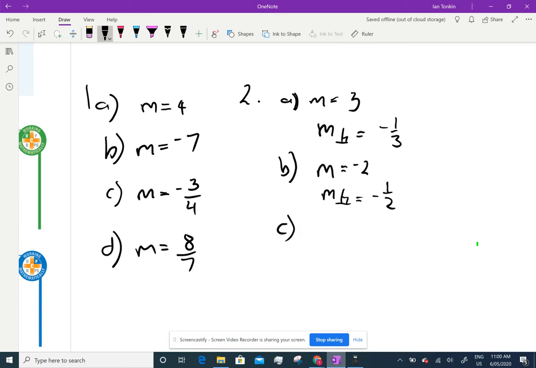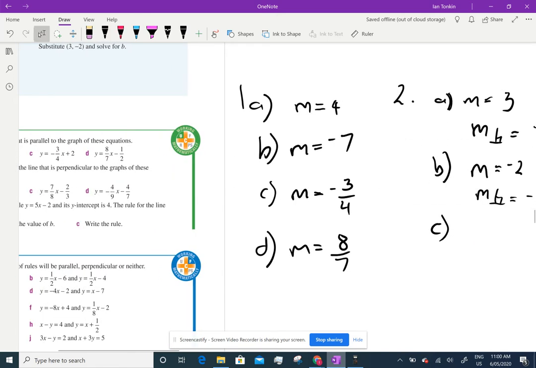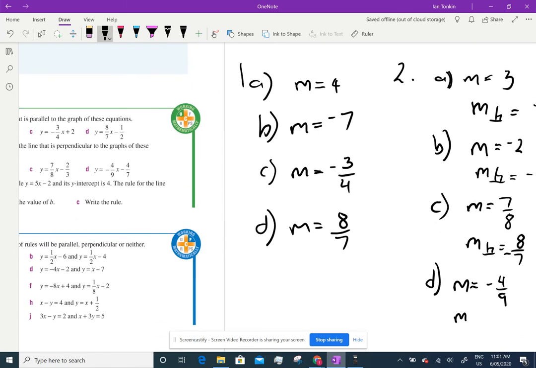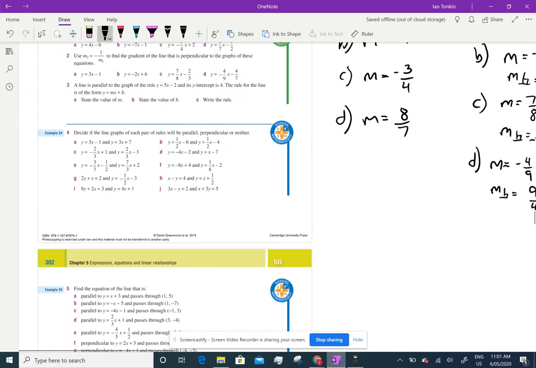You need to have a go at C. What's the gradient? Hopefully you said 7 on 8. And what's the perpendicular gradient? Turn it upside down and change the sign, negative 8 on 7. Have a look at D. What's the gradient? Well, m equals negative 4 on 9. What's the perpendicular? Turn it upside down and change the sign. It's that easy.